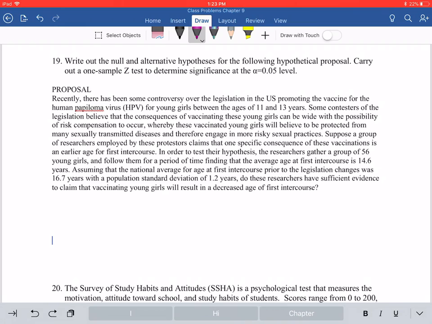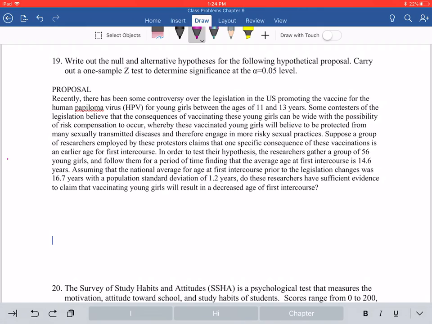So the question is basically asking: girls who get vaccinated for the HPV shot, they normally get vaccinated between the ages of 11 and 13. Are they more willing to engage in intercourse at an earlier age versus girls who don't get the shot? So the researchers are trying to claim here for this particular problem that if you do get the shot, you're more likely to engage in sexual intercourse at an earlier age.